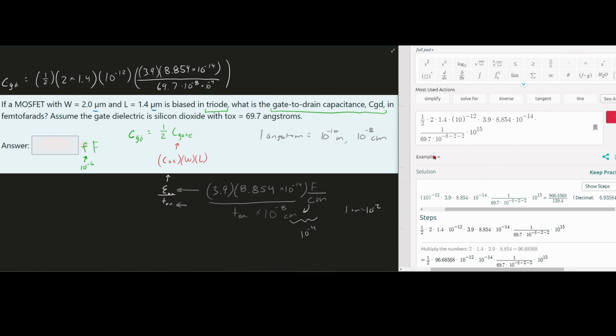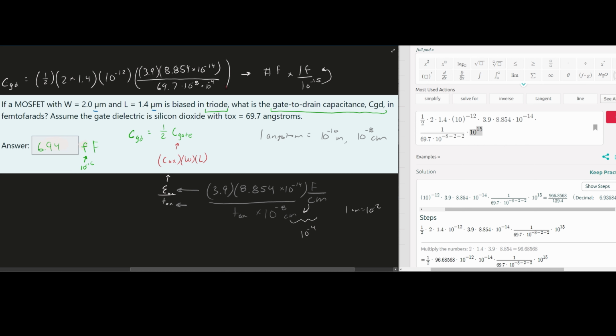So if we go into a calculator for these values, I have my 1/2, 2, 1.4, 10 to the negative 12, 3.9, 8.854 times 10 to the negative 14, 69.7, and then we have this 1 over 10 to the negative 12 here. And then we have this 10 to the 15. Well, what's that? Well, that is for this femtofarads right here. When we get our value from this, we're going to get some number, and it's going to be measured in farads. So we're going to take this and multiply it by 1 femto over 10 to the negative 15 to get the equivalent. So we can just toss this up top, and it's just going to be 10 to the 15th, because we're going to change the actual size. So now, with this, what we're going to get is just a very simple 6.94. And that is going to be our answer in femtofarads.